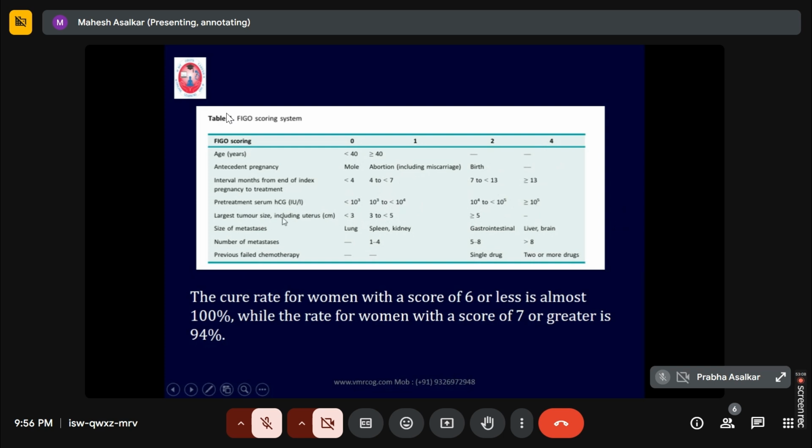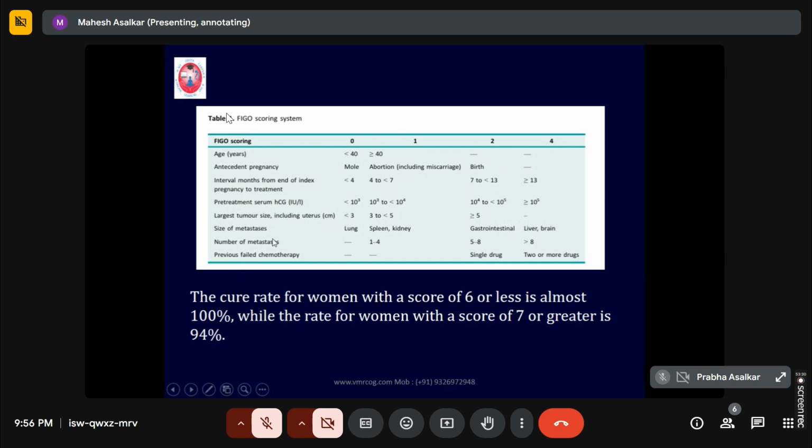Then what is the largest tumor size, including the uterus? If it is less than 3 centimeters, then 0 score. 3 but less than 5, then it is 1. If it is more than or equal to 5 centimeters, then there is a score of 2. There is no score 4 here.